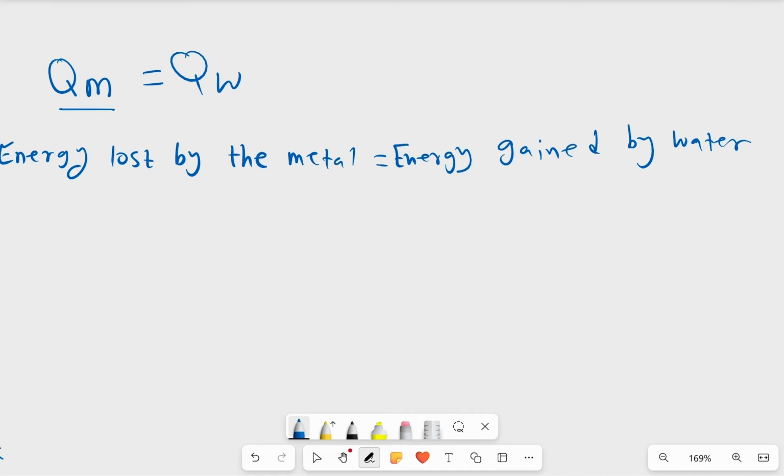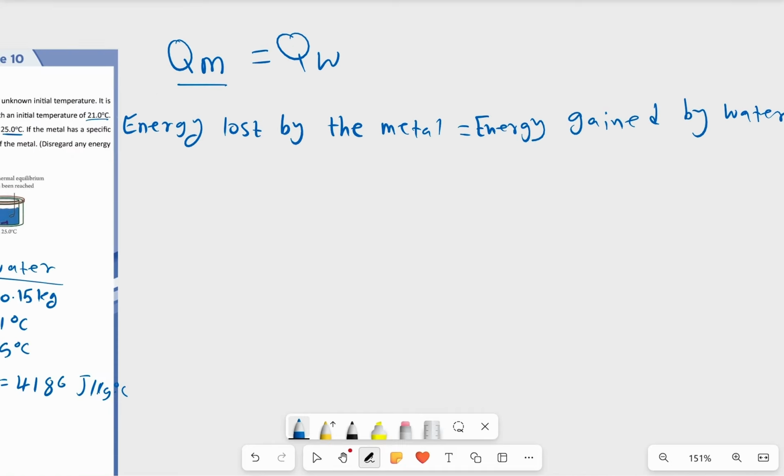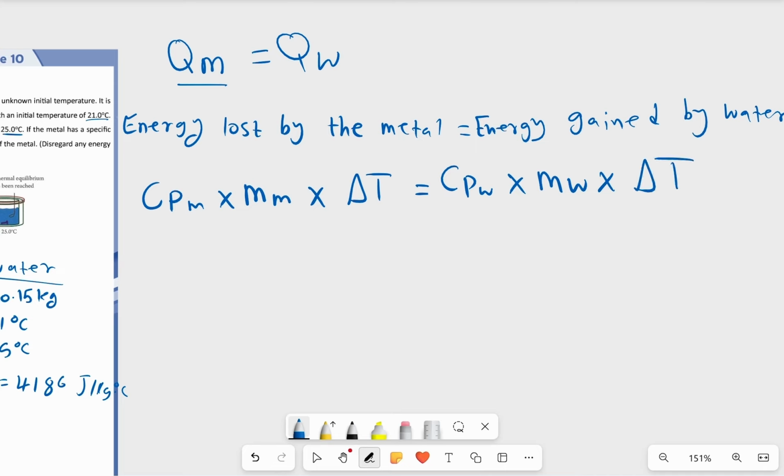Okay, now you know Q was equal to what? Q was equal to CP M times mass of the metal times delta T, change in the temperature of the metal, is equal to CP of the water times mass of the water times change in the temperature of the water.